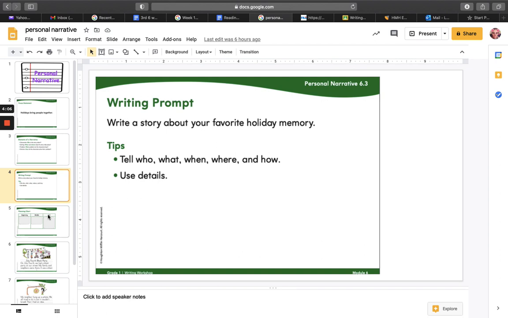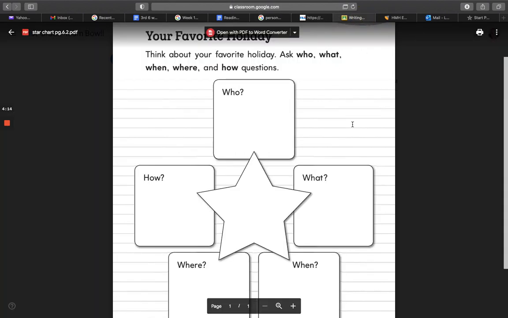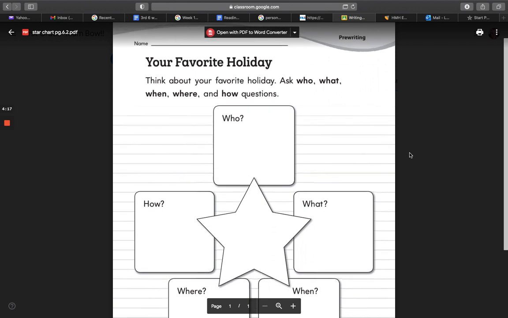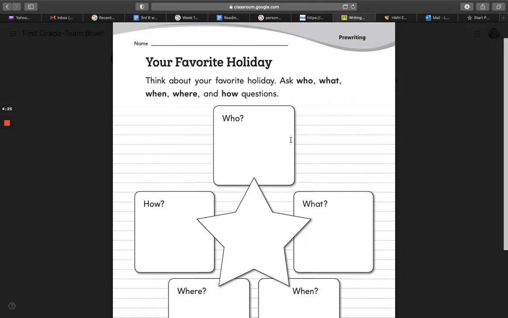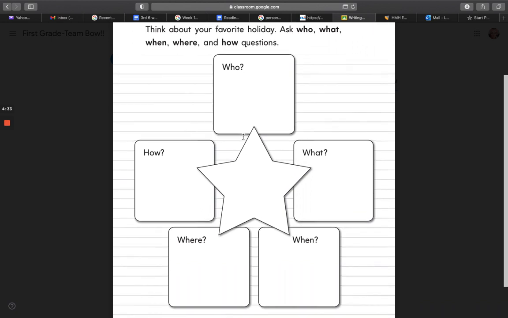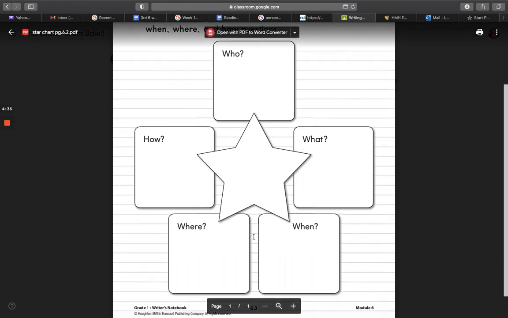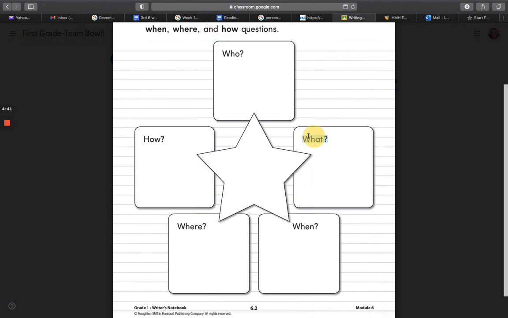So in order to get our brains thinking about what we're going to write about, we are going to complete this page, and it tells us your favorite holiday. Think about your favorite holiday. Ask who, what, when, where, and how questions. So here it says who. Who was at your favorite holiday memory? Where and when did this memory take place? What happened that made this memory special for you?